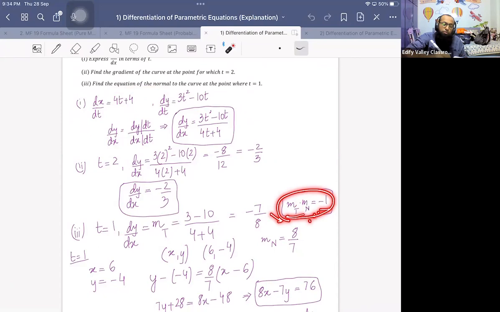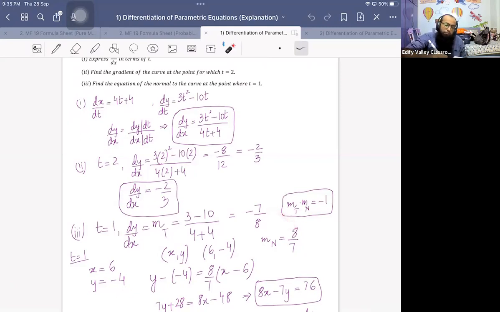So if the gradient of tangent is negative 7 over 8, the gradient of normal is going to be 8 over 7. This means it is going to be a negative reciprocal. Negative reciprocal means the fraction will be reciprocated and the sign will also change. So as we have seen, the minus sign becomes the plus sign and 7 over 8 becomes 8 over 7. So there are two things that are involved. It's a negative reciprocal. Negative 7 over 8 becomes 8 over 7.